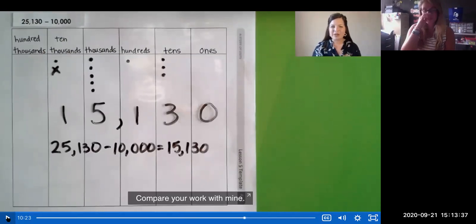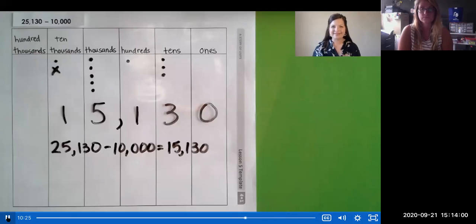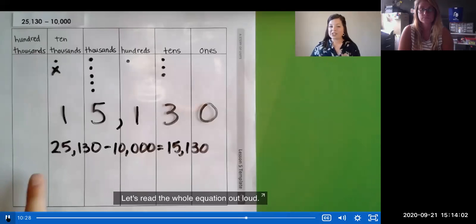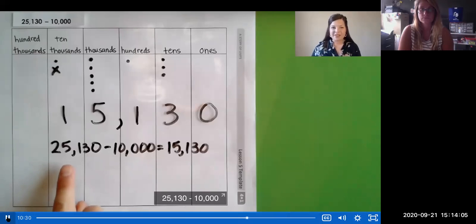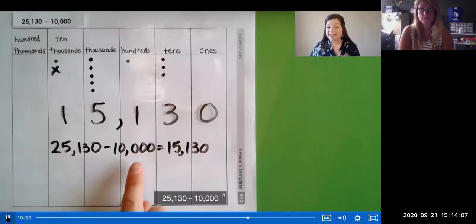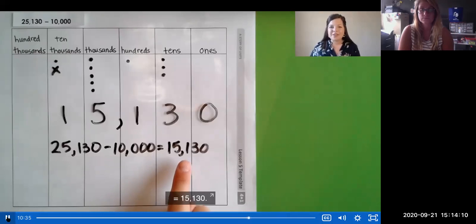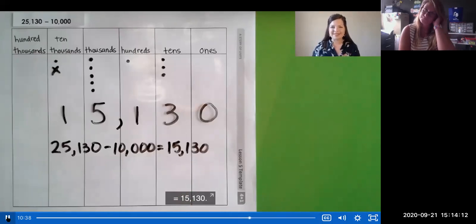Compare your work. The way to read this number in unit form would be 1 10,000, 5 thousands, 1 hundred, 3 tens, or you could say 15,131s. Work with mine. Let's read the whole equation out loud. 25,130 minus 10,000 equals 15,130.